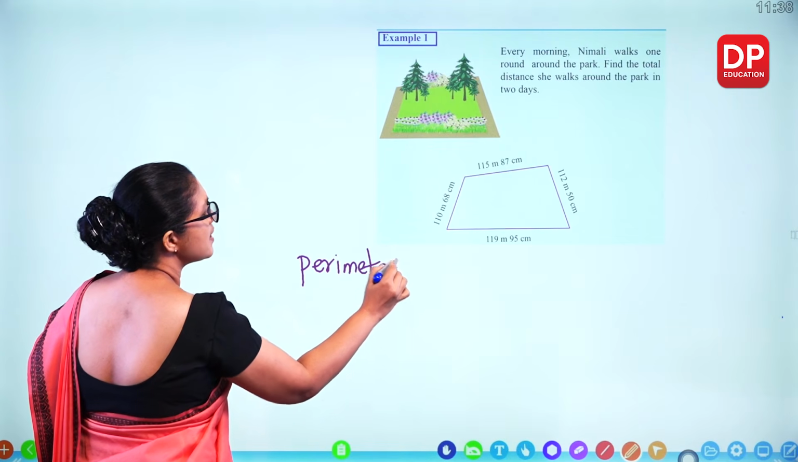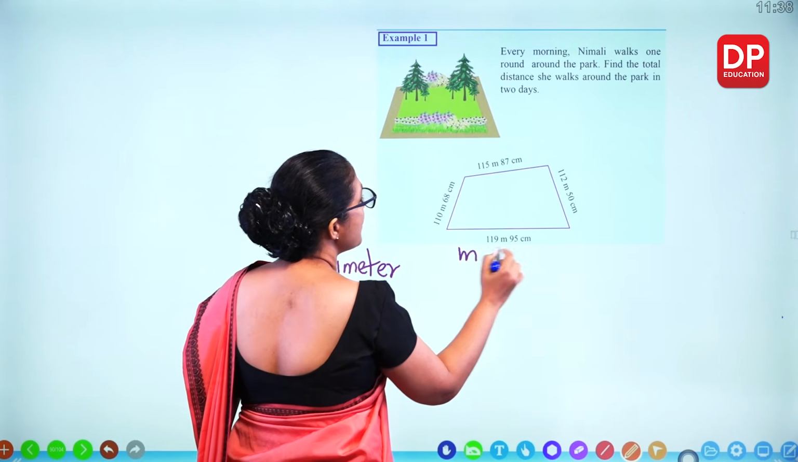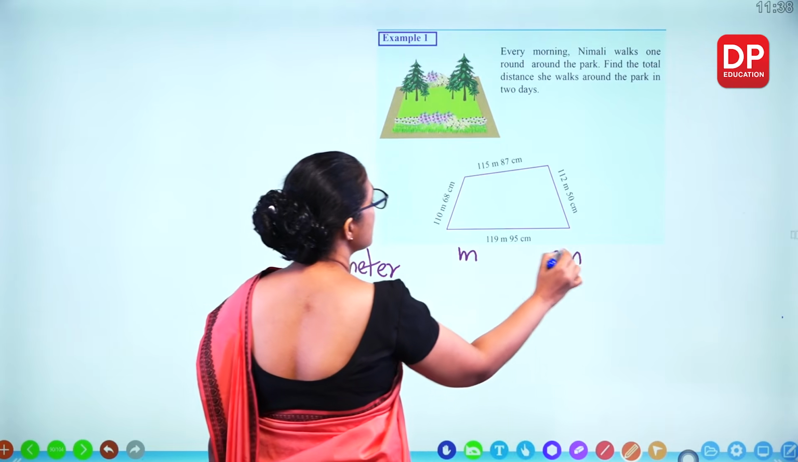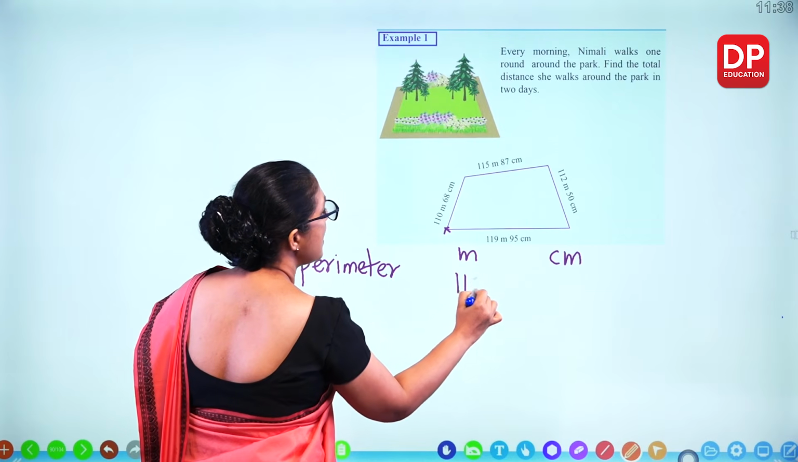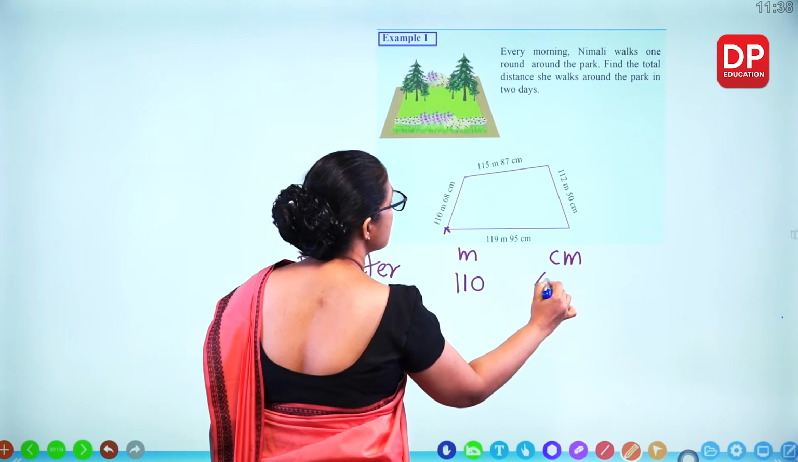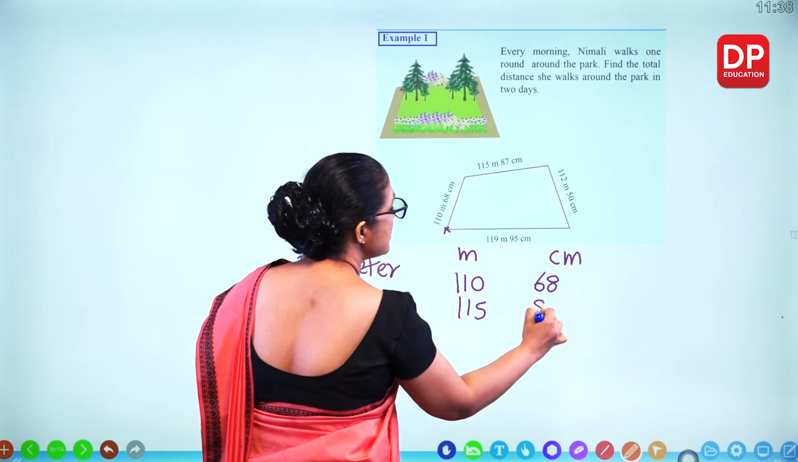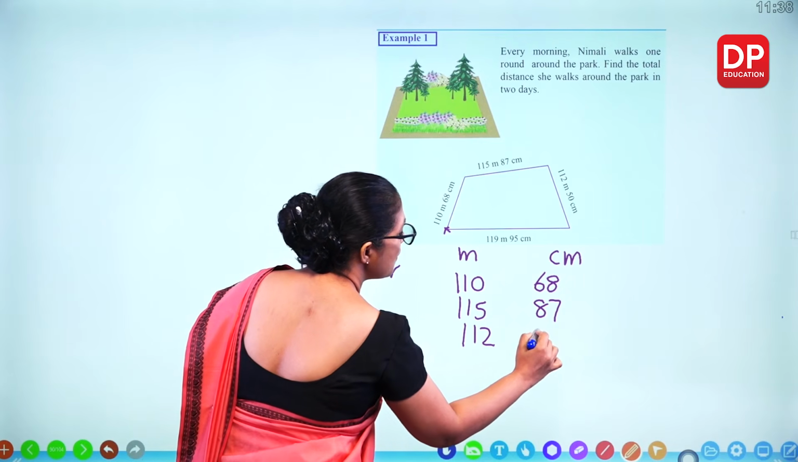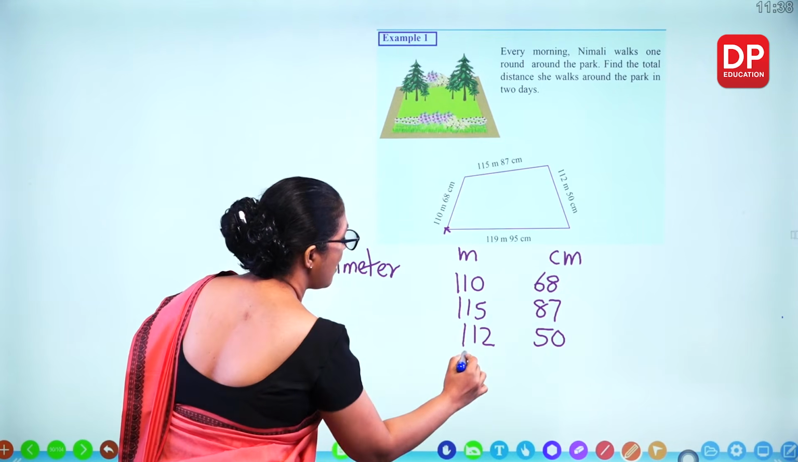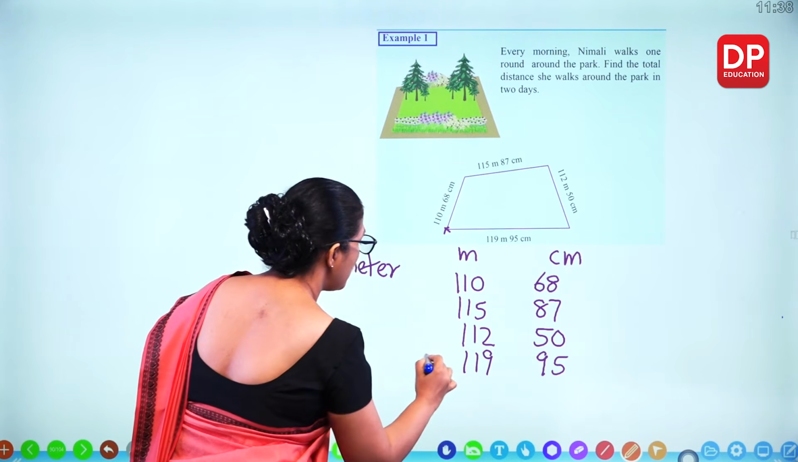So we'll write in a column so that it's easy to add. Meters, centimeters. So we'll start from here. 110, 68. 115, 87. 112, 50. And 119 and 95. So we'll add it together.